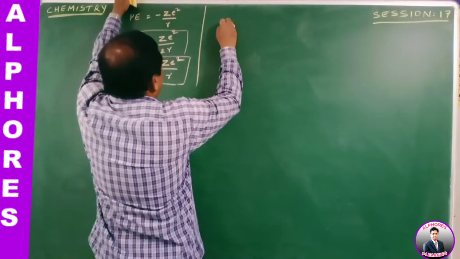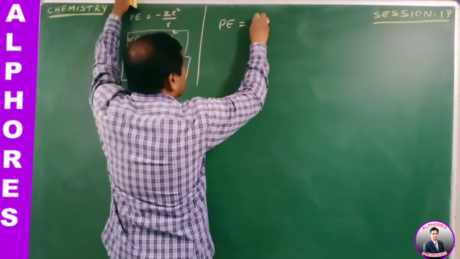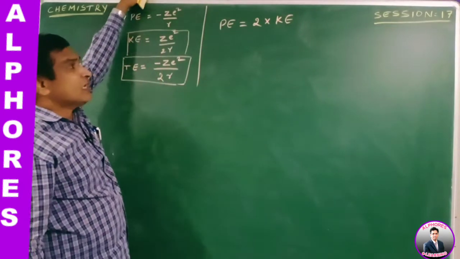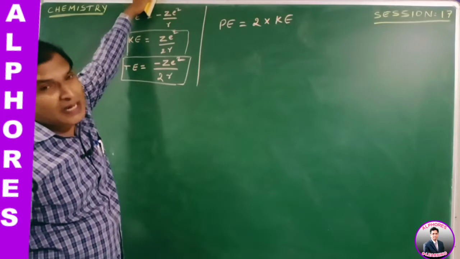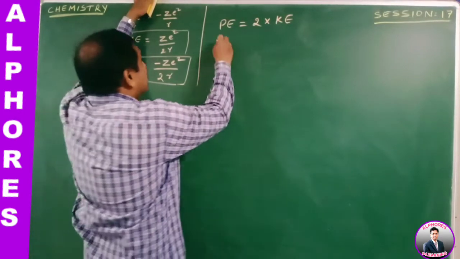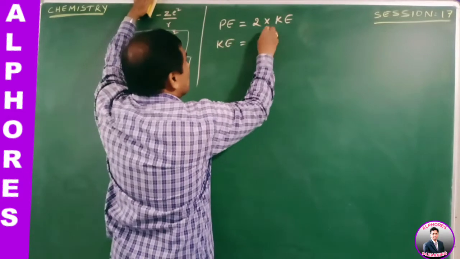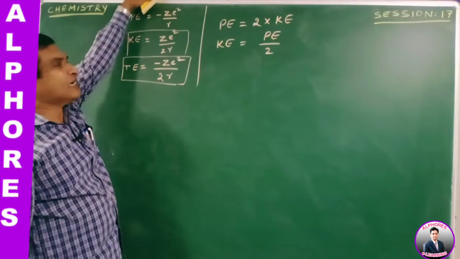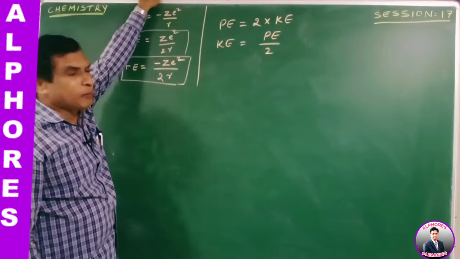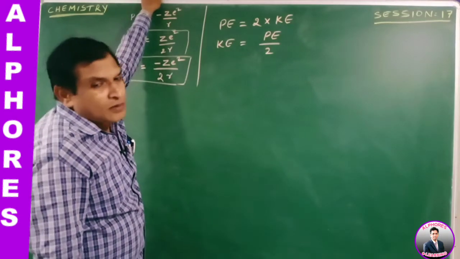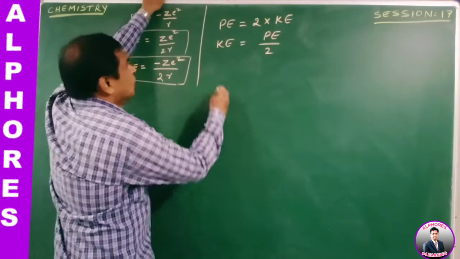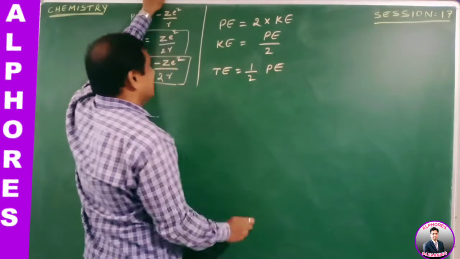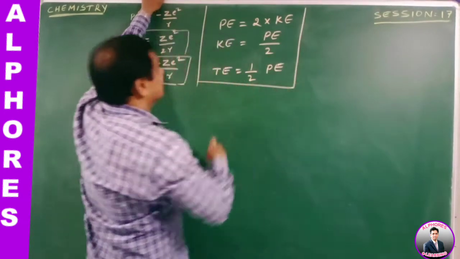Next, the potential energy of an electron is equal to 2 into kinetic energy. That is the relation between potential energy and kinetic energy. Then kinetic energy is equal to potential energy by 2, from the relation. Then total energy is equal to half into potential energy. This relation is also important for us.